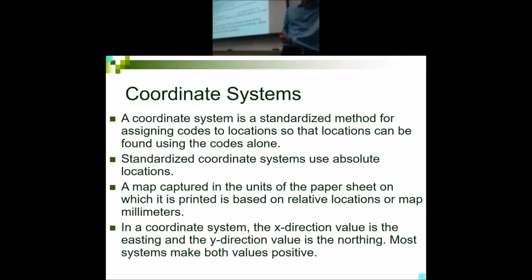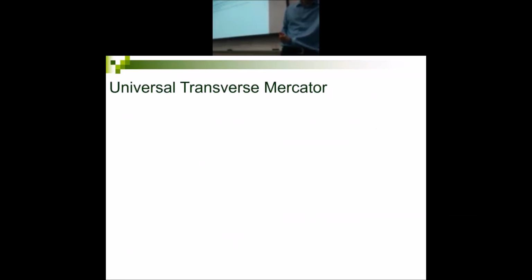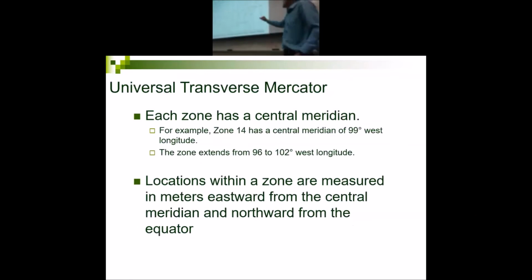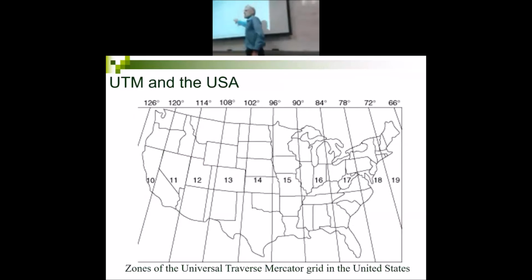We have projection systems in the United States. We have one called UTM that we work with in the military, where the world is divided into 6 degree of longitude wide zones. So there's 60 of them. 60 times 6 is 360. And so what zone are we in? What UTM zone are we in? This is what we worked with in the military.